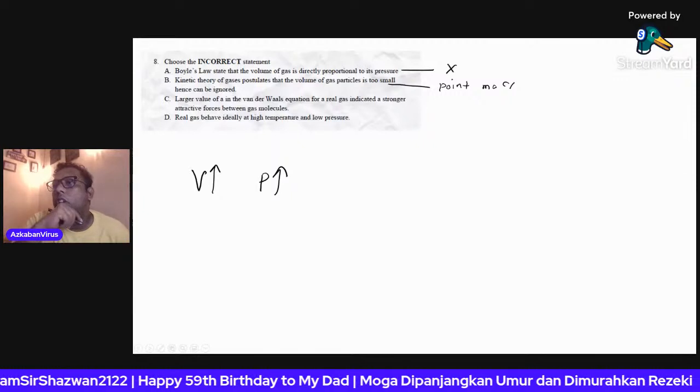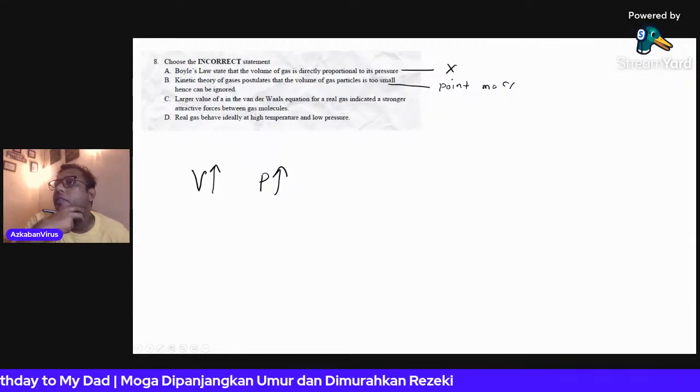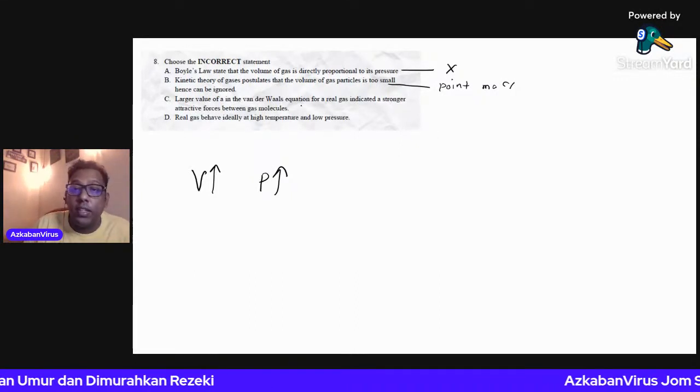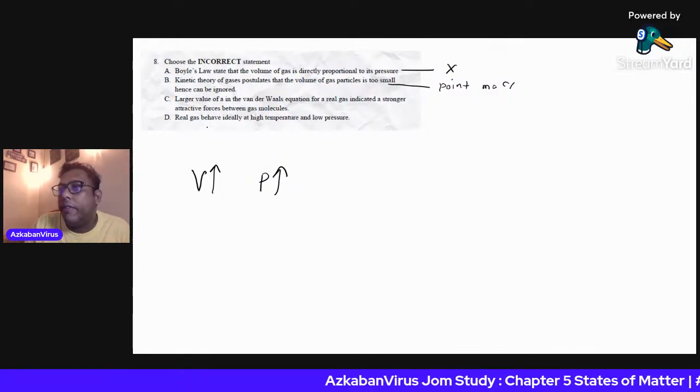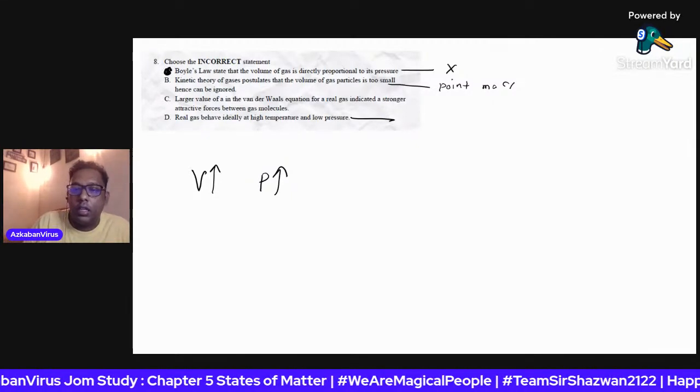Next, larger molecule, larger value of Van der Waals constant will just indicate a stronger attractive force between gas molecules. Betul. Ini betul lah. Kalau makin besar value constant itu, maksudnya IMF itu sangat kuat. Real gas behaves ideally at high temperature and low pressure. Ini pun betul, kita dah tengok tadi. So, jawapan dia adalah A di sini.